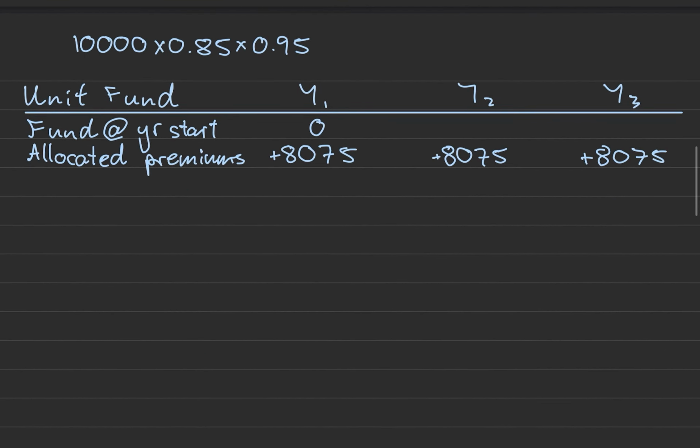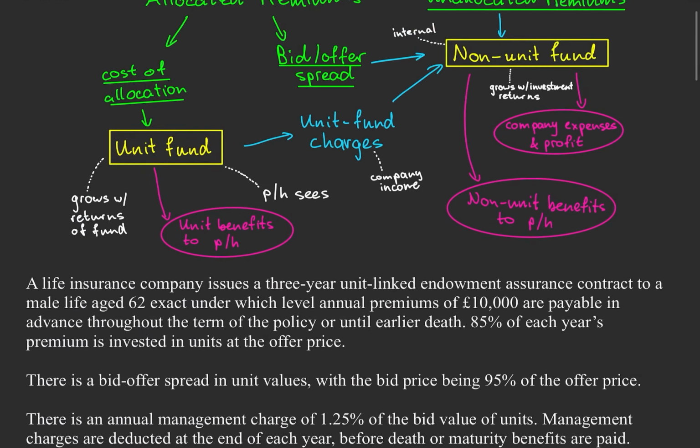Okay, so what I then do is now I can do my interest, and this interest is at 8% per annum. So 0 plus 8075 times 0.08. 0.08 is my interest, and I'm adding 646. Okay, so now what happens is I've accumulated the interest, it's grown, I have the cost of allocation, and now I need to pay out the benefits and the unit fund charges.